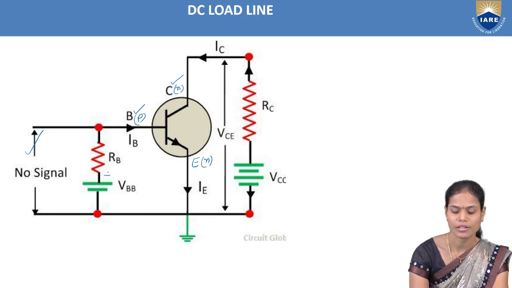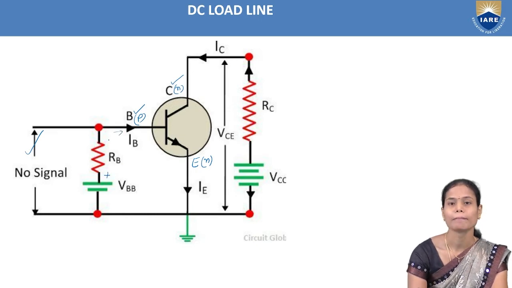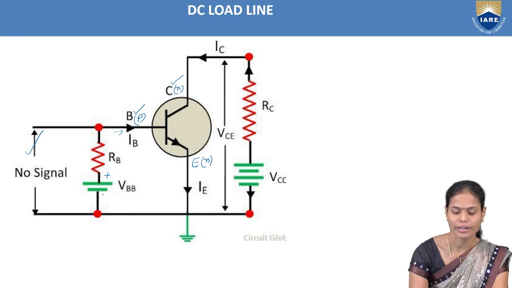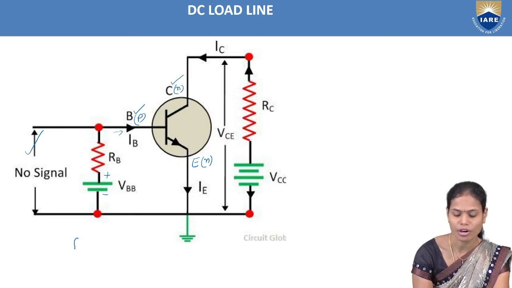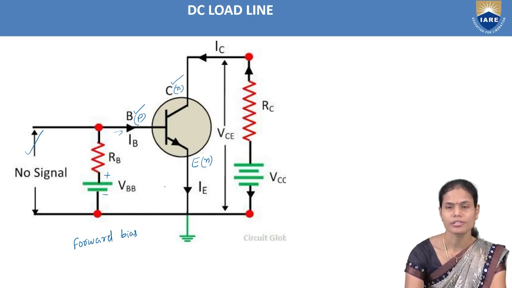So that's why the positive terminal of the battery will be connected to the base terminal here. Similarly, the emitter terminal is the negative type of region, that is nothing but N type semiconductor material. So for this, we need to provide the negative terminal of the battery. We connected the negative terminal of the battery to the emitter region here, so that we can say this base emitter junction is forward biased now.